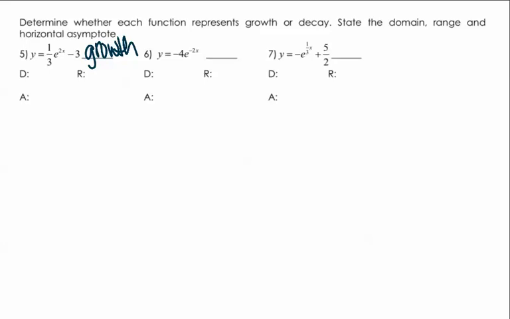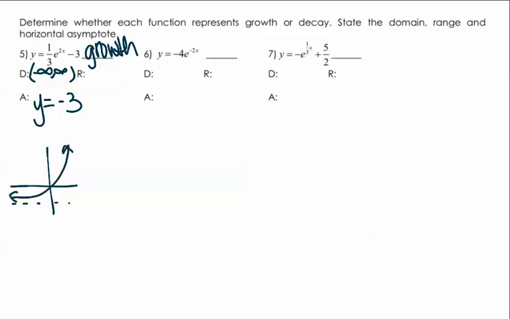Now your domain is going to be all real numbers every single time. So we can squeeze in negative infinity to infinity there. Now I always like to find the asymptote first. Your asymptote comes from the k-value. The k-value here is negative 3. So this is y equals negative 3. If we thought about sketching this graph, it's positive and it's growth. So remember, growth starts close on the left side and gets far away, and positive means it's above that asymptote. So technically I have this asymptote here at negative 3. My graph is going to look something like that. Since it's above, that means that asymptote is the smallest number. So my range is going to go from negative 3 all the way to infinity.